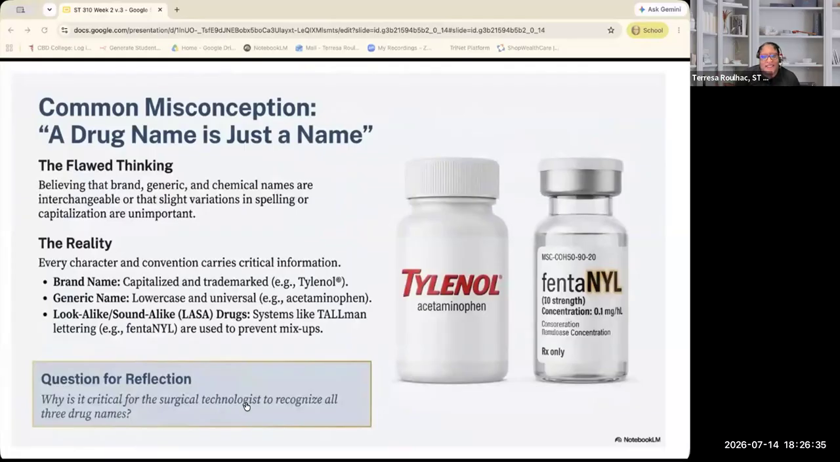Now, let's look at something that surprises many individuals. Do you think a medication name is just a label? No, right? See Maddie shaking her head. No. Medications carry information. It helps healthcare professionals identify exactly what medication they're working with. So let's build this connection. Two medications can look alike. They can sound alike. They can even have similar spellings. Those differences matter a lot.